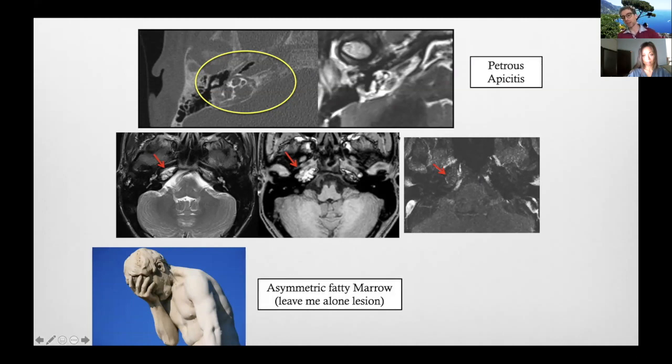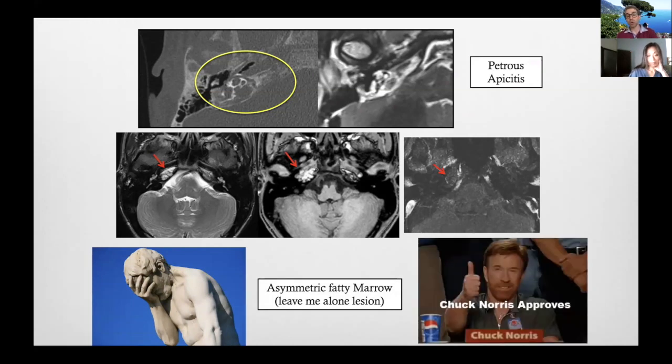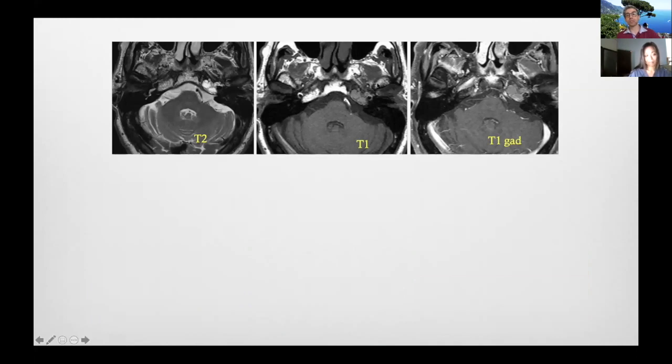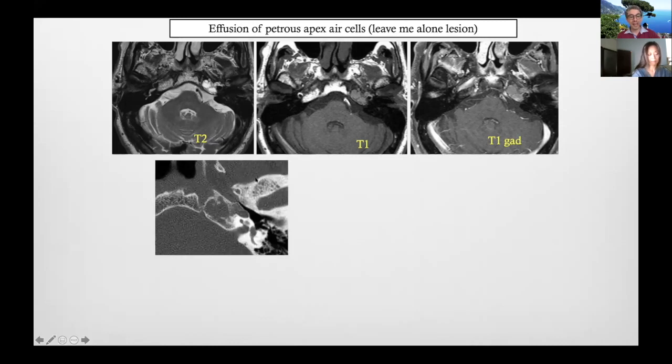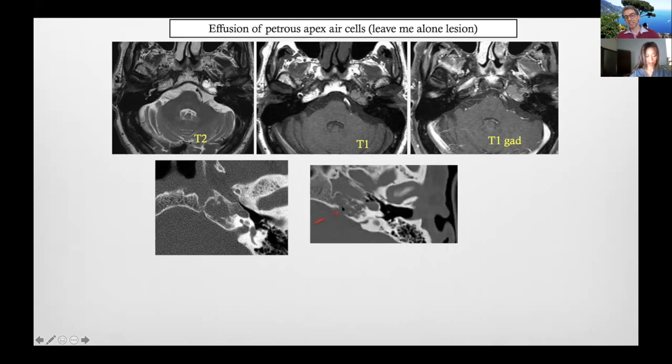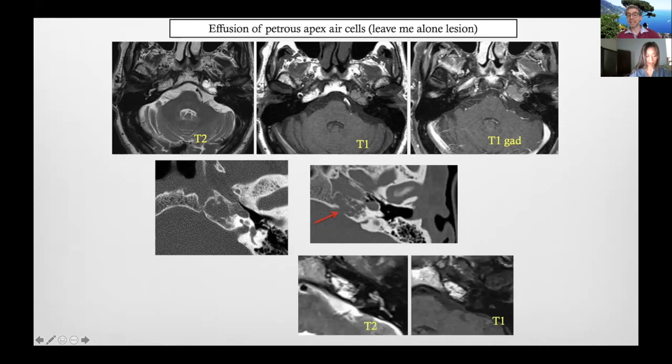But in this case, we had fat saturated confirming the fact that there was just fat. But we also have fluid. In this case, it's just another leave-me-alone lesion. So this is an effusion of the petrous apex. If you have a CT, this lesion will not have any erosion, but you sometimes can have some erosion in the petrous apex, like in this case that Lorenzo Pinelli gave to me, showing also hyperintense signal in T2 and T1, and this was a cholesterol granuloma that needed follow-up.